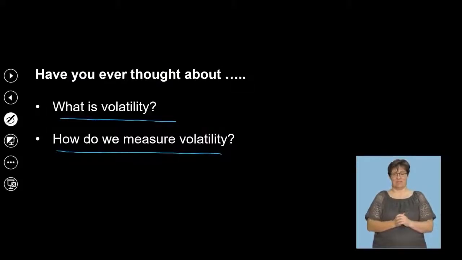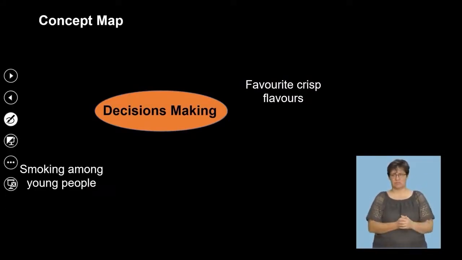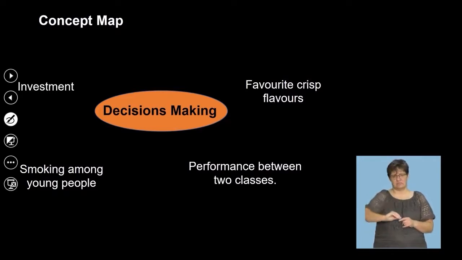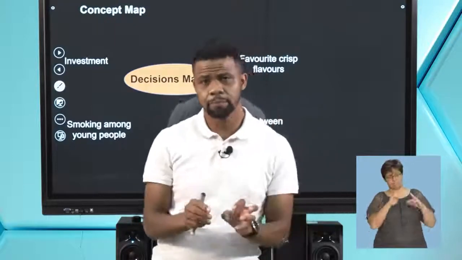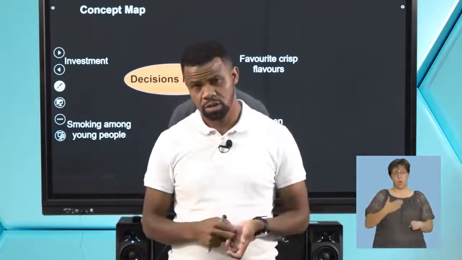So now what I'd like us to do, we're looking at decision making, and we're going to look at the favorite crepes flavor problem. We'll solve that, and smoking among young people, and we'll look at an investment problem. After the investment problem, we'll look at performance between two classes. Okay.